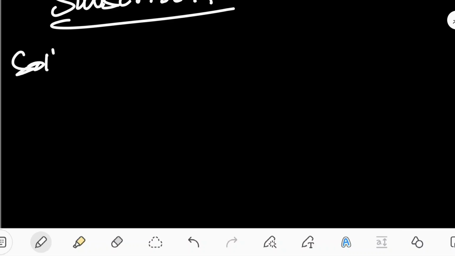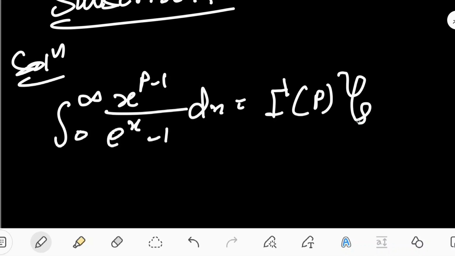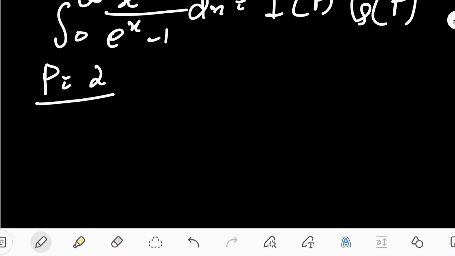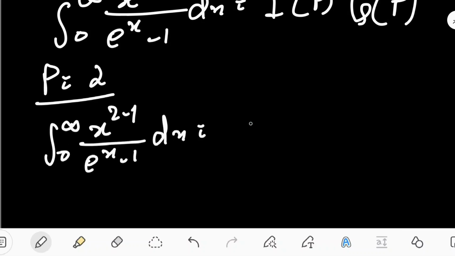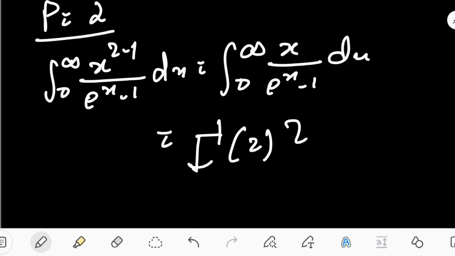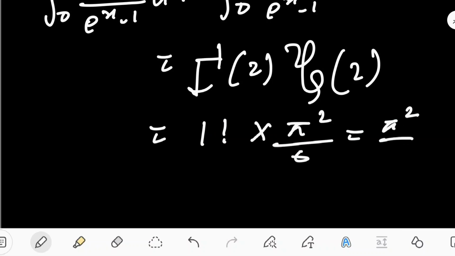So you know a property that the integral from 0 to infinity of x to the p minus 1 upon e to the power x minus 1 dx is equal to gamma at p into zeta at p, right? So if you put p equal to 2, you get the question. I mean, x to the power 2 minus 1 upon e to the power x minus 1 dx, which is the integral from 0 to infinity of x upon e to the power x minus 1 dx, is equal to gamma at 2 into zeta at 2. And what is it? It is equal to 1 factorial into pi square by 6, which is pi square by 6, right?